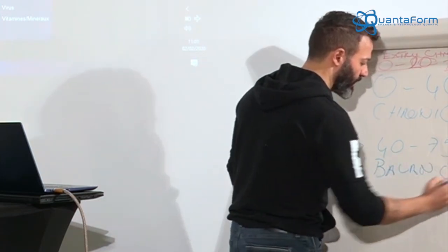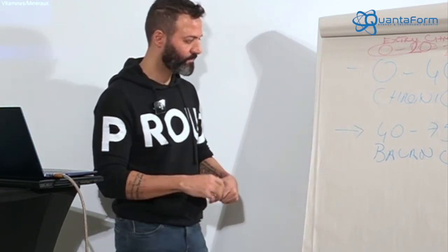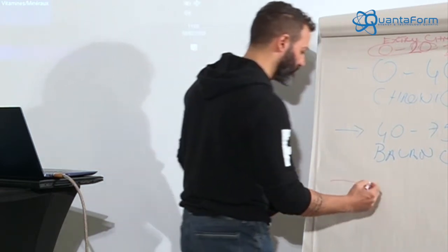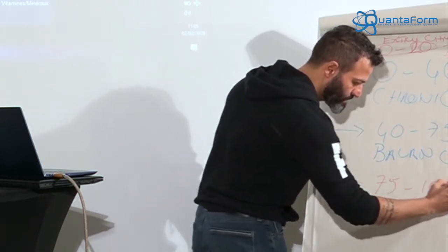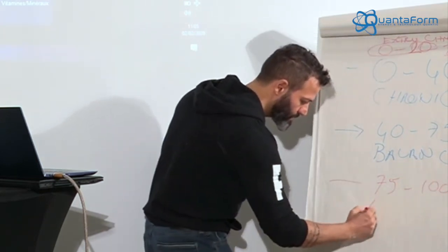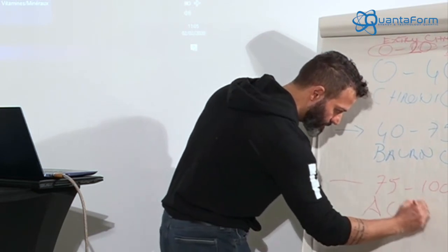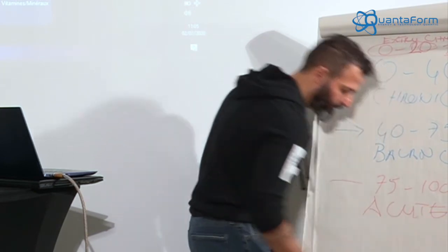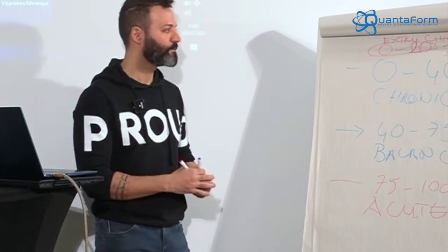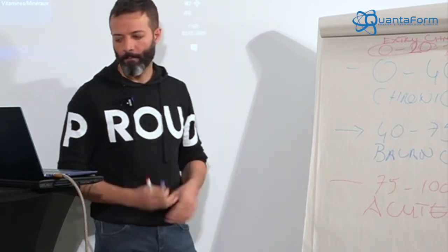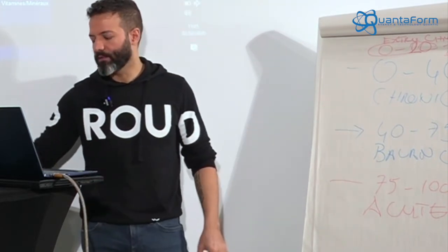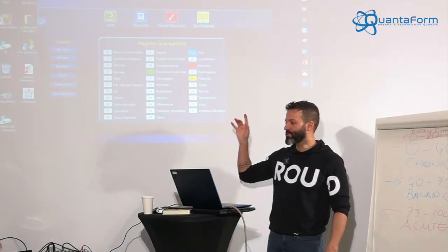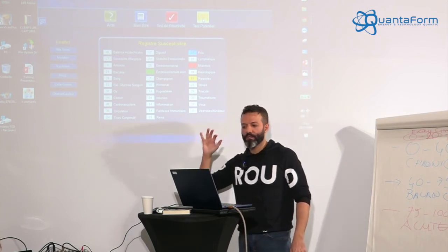Donc, entre 40 et 75, on peut dire que c'est un état d'équilibre. Okay? Et entre 75 et 100, donc on est dans un état de détresse aiguë. So please keep this in mind. Donc, gardez bien ça en mémoire, toujours. Let's check it out. Okay.